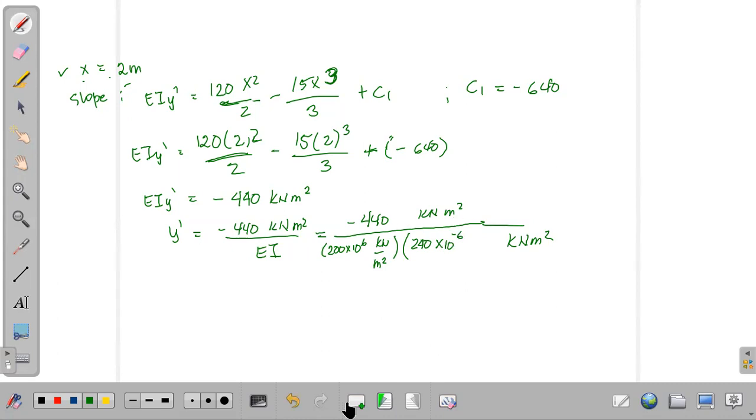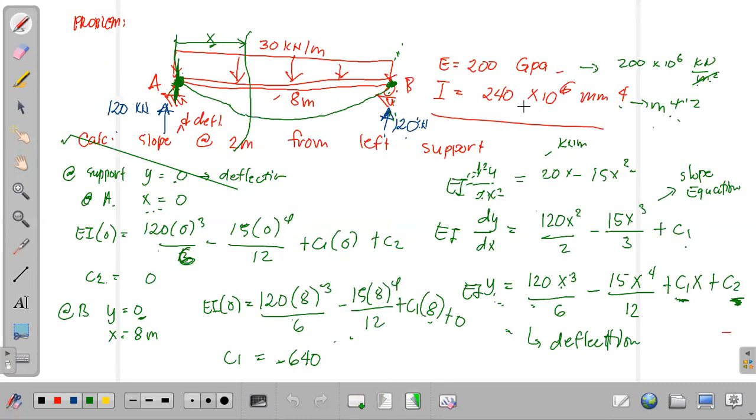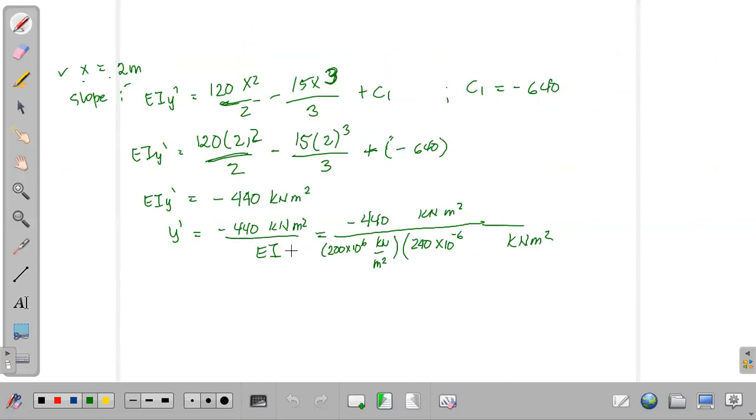So pagka sinolve nyo kasi yan, 240 raised to 6 mm to the fourth, pagka ginawa nyo meter to the fourth, magiging raised to negative 6. So 240 raised to negative 6 in meter to the fourth power. So pagka nag-cancel yan, nag-cancel ito, magiging meter squared. Ang lalabas dyan, kilonewton meter squared.